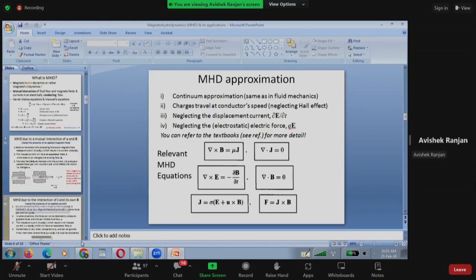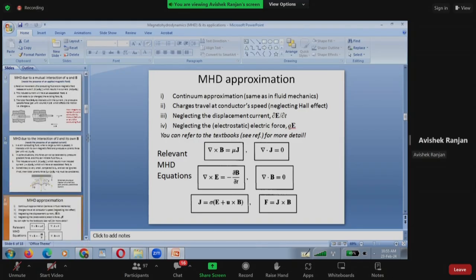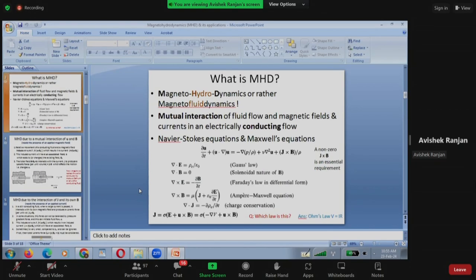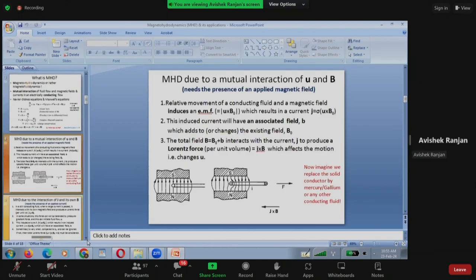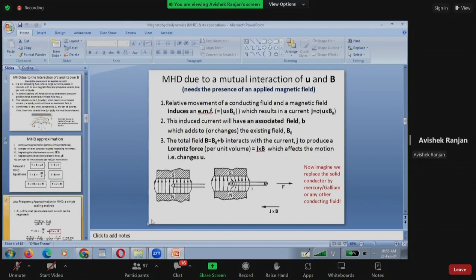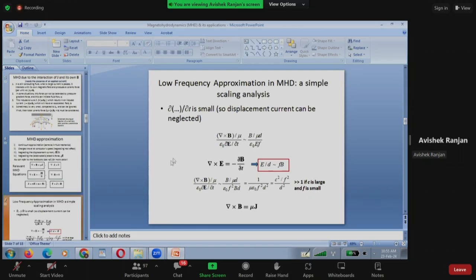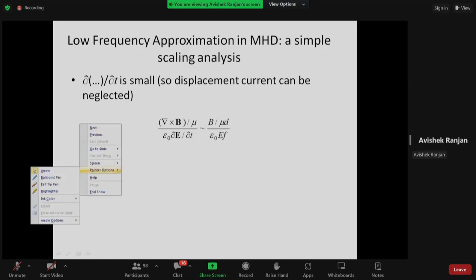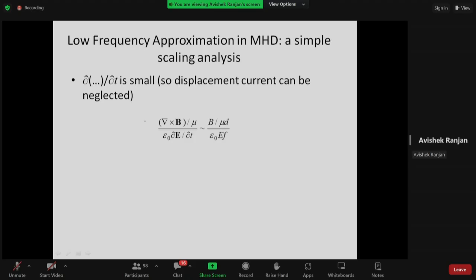So the Hall effect is essentially what is called an E cross B term. That also leads to an EMF generation. In case there's a low frequency approximation involved, which I mentioned here, this low frequency approximation helps me ignore the second part of Ampere's Maxwell equation, which has two parts, the top and the bottom, as I mentioned. From the low frequency approximation, we can show that the part at the top is much greater than the part at the bottom. That was the purpose of this slide.